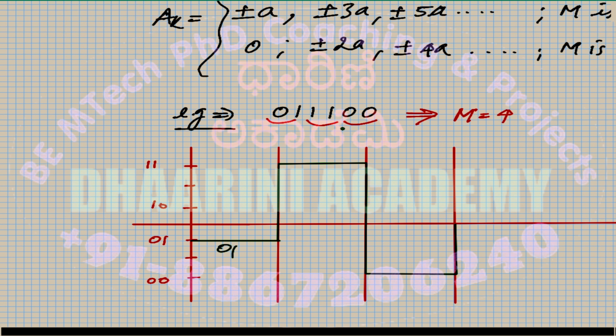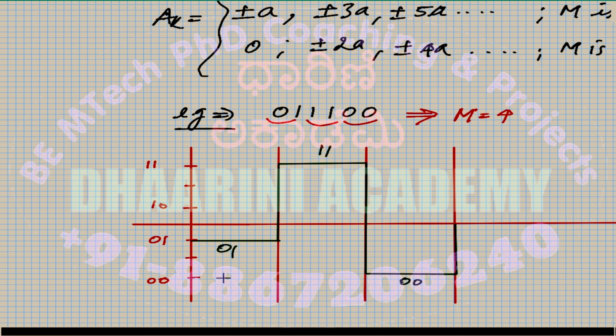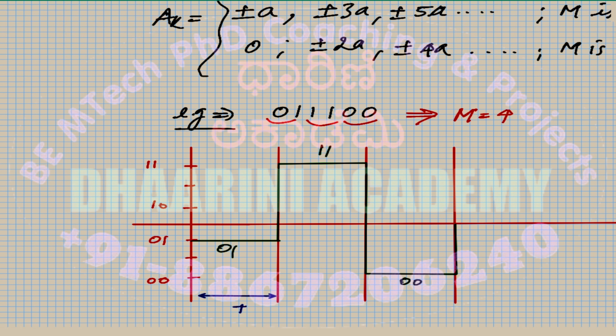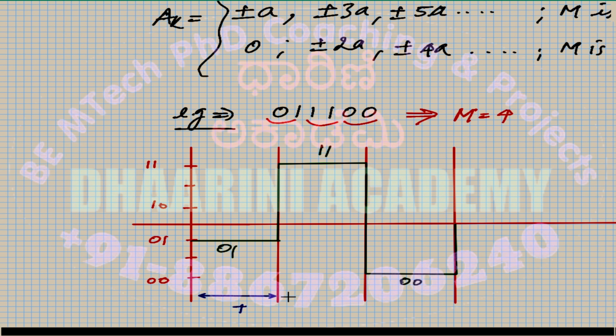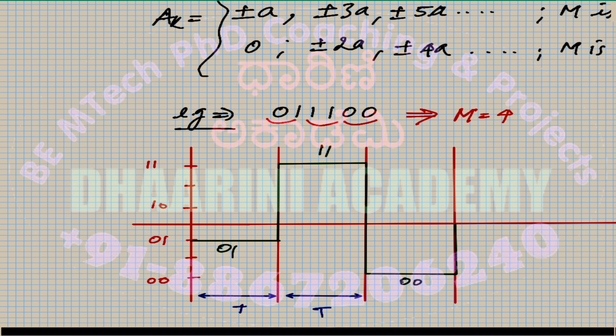This is 0, 1, this is 1, 1, and this is 0, 0. The important point here being the time. So every gap is the same. Okay, so this is capital T. This is also capital T. So even this is capital T.